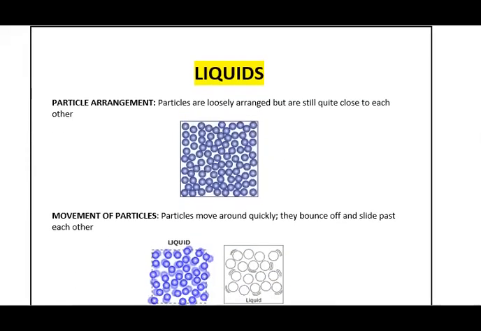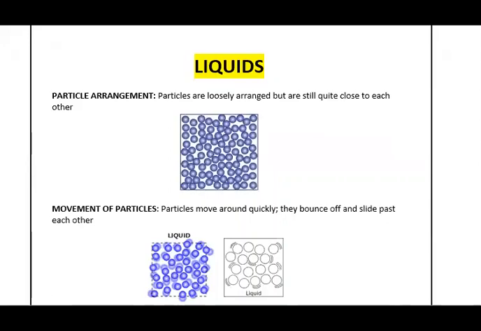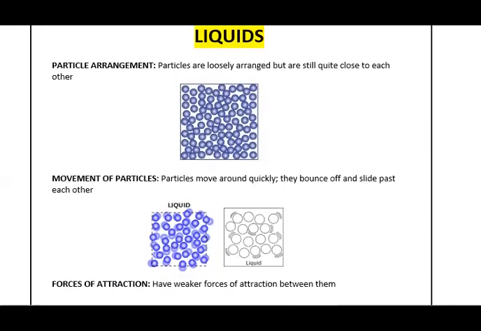All right, so the next state of matter is liquids. The particle arrangement of liquids is that particles are loosely arranged but are still quite close to one another. Can you see in this picture? It's not like a solid where there's a fixed pattern, but there's no fixed pattern in the liquid, right? They are all freely moving, but not so far away from one another. If we look at the movement, the particles move around quickly and they bounce off one another and slide across one another. And this means that they have more energy than solid particles, right?